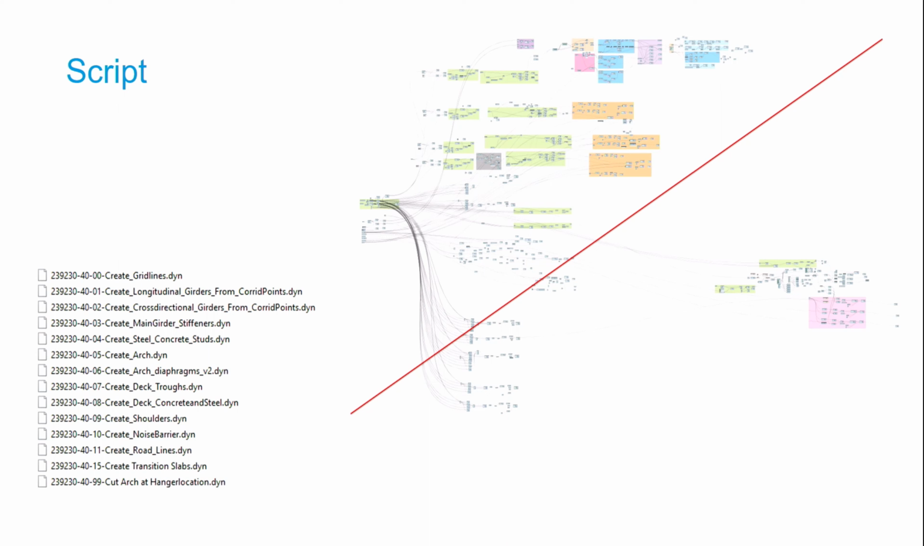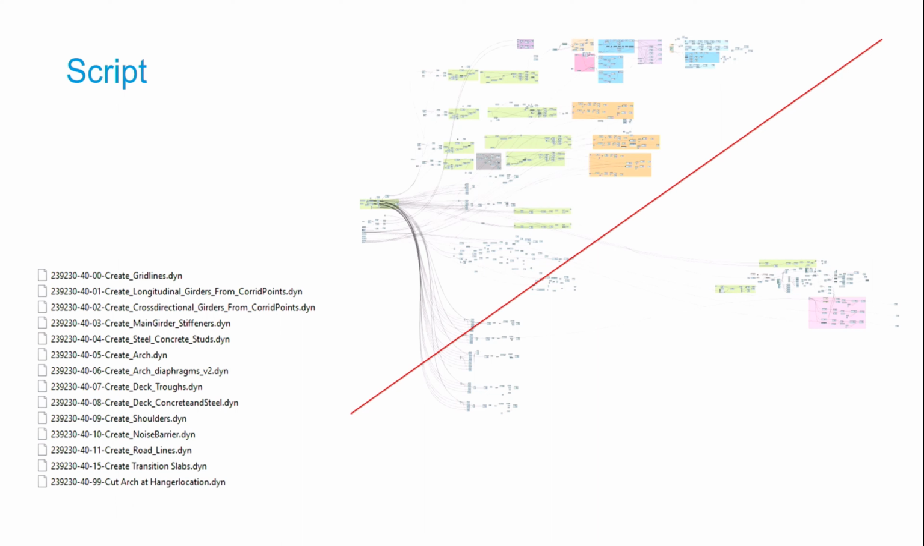When we first started with this workflow, we created one big script to build the whole bridge, as you can see on the right. Running that script takes about 2 hours. So when you want to make quick changes, waiting 2 hours for each change is a no-go.